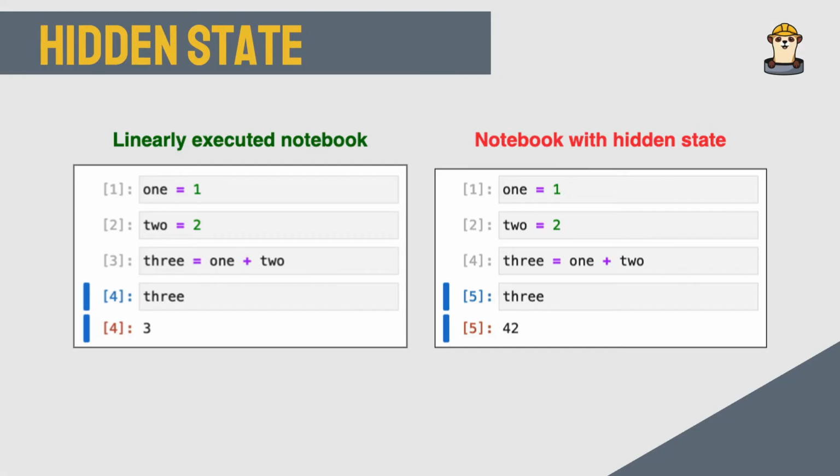For example, the left notebook doesn't have a hidden state, because if you restart the kernel and run all the cells in order, you'll get the same results. In this case, the number 3. But the notebook on the right has a hidden state. If we restart the kernel and run all the cells in order, the final output won't match the recorded 42. We'll get the number 3 instead. So this one has a hidden state.